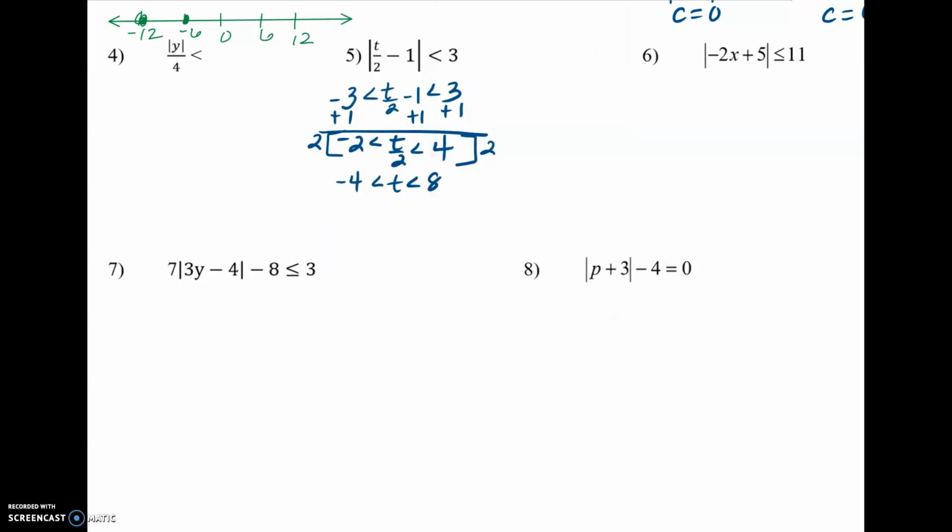I'm going to go ahead and graph this. So let's go by 4s. Negative 4, 0, 4, 8. Open on negative 4, open on 8. It's an and. It's everything graphed in between.